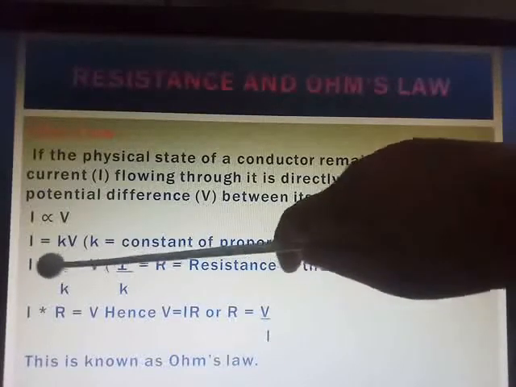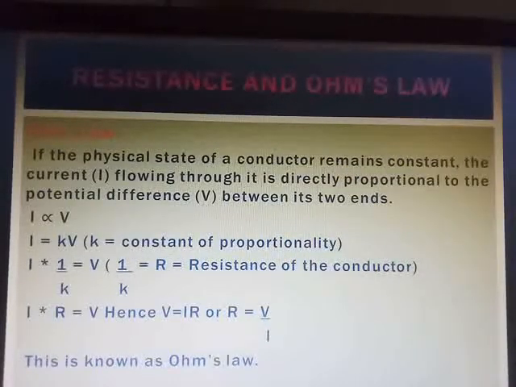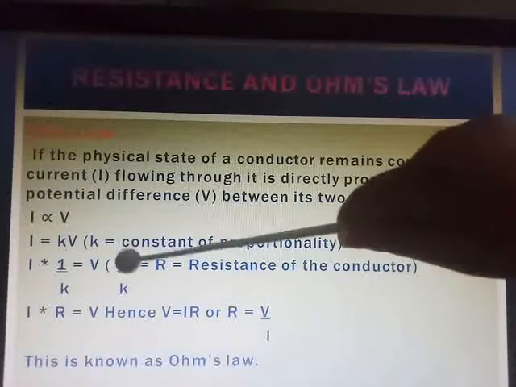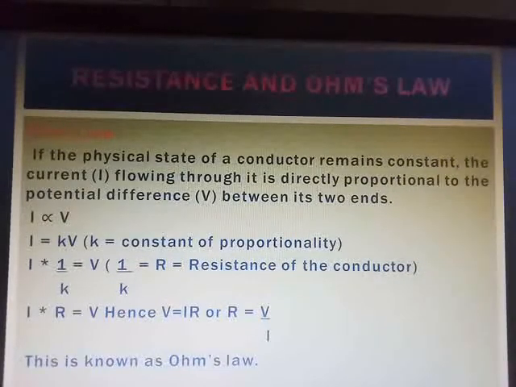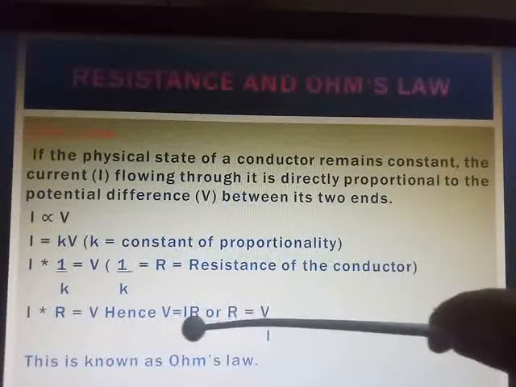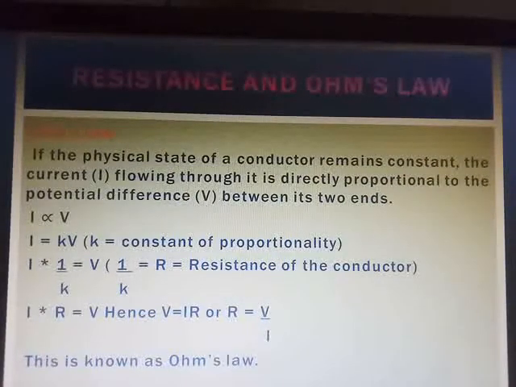Here, I multiplied by 1 upon k is equal to V. 1 upon k is R. Therefore, I multiplied by R is equal to V, or V is equal to IR. This derivation is known as Ohm's law.